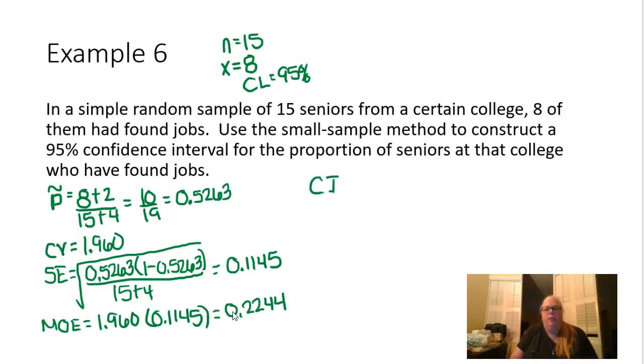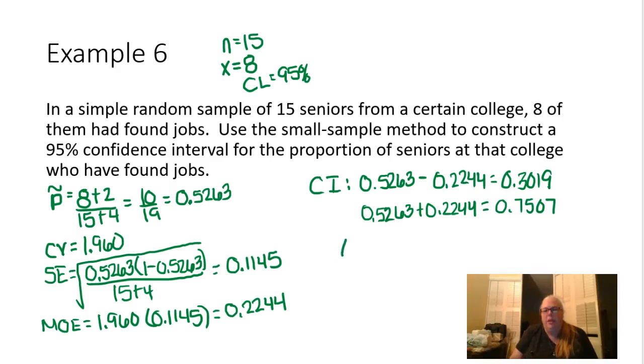All right, so for our confidence interval, we're going to take our p squiggle and subtract off our margin of error, and then we're going to take our p squiggle and add the margin of error. Let's see what we get. And this is going to give me the interval going from 0.3019 to 0.7507. So there is our confidence interval based on our small sample size.